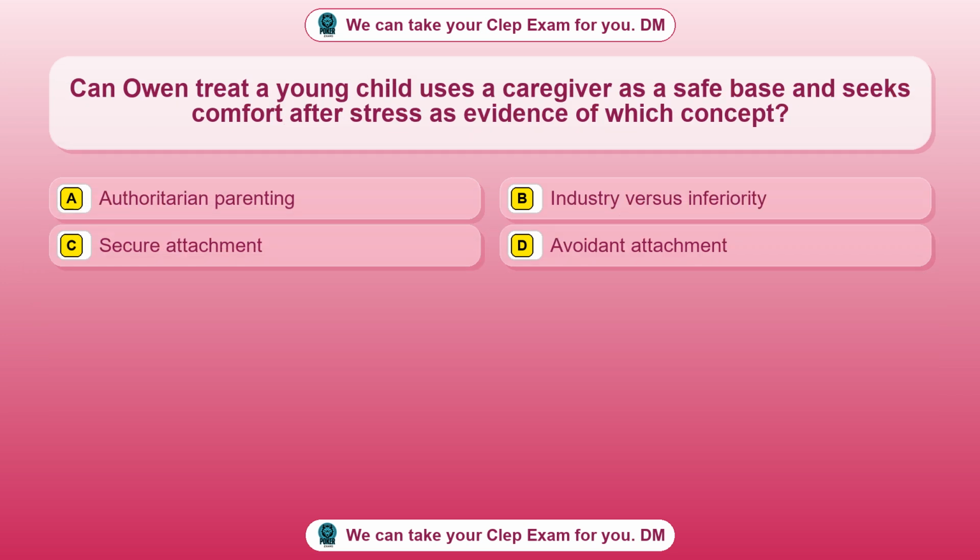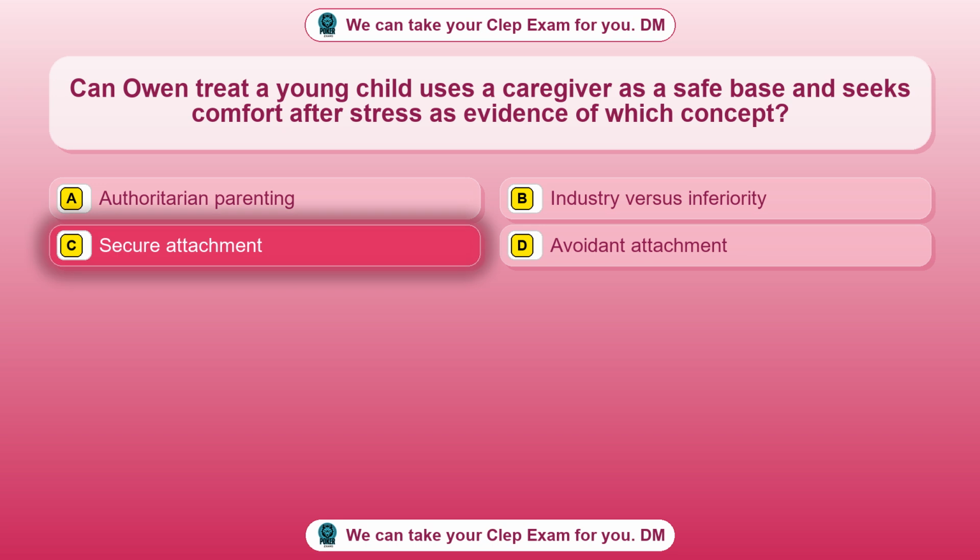Question 84. Can Owen treat a young child who uses a caregiver as a safe base and seeks comfort after stress as evidence of which concept? Option A, authoritarian parenting. Option B, industry versus inferiority. Option C, secure attachment. Option D, avoidant attachment. The correct answer is option C, secure attachment.